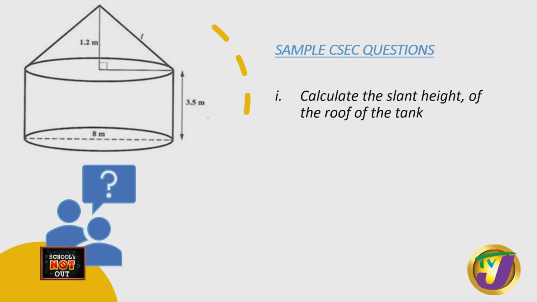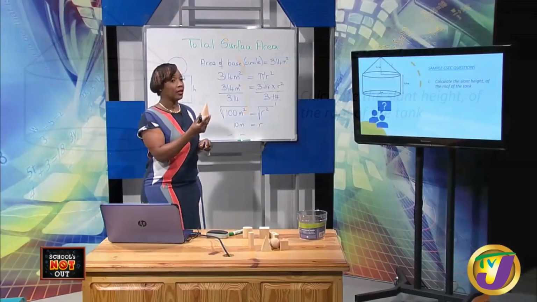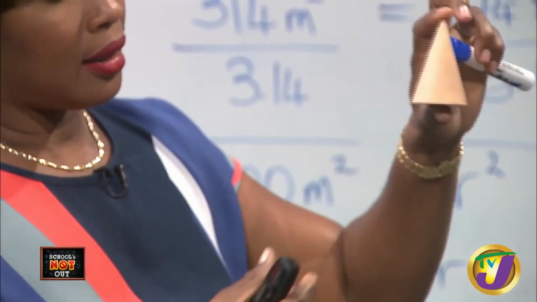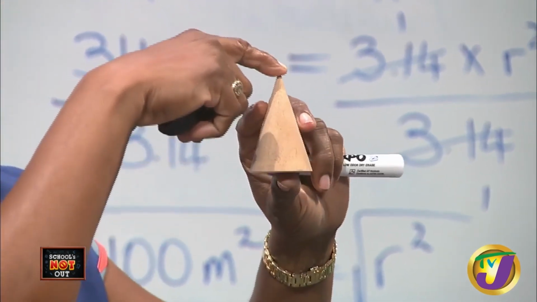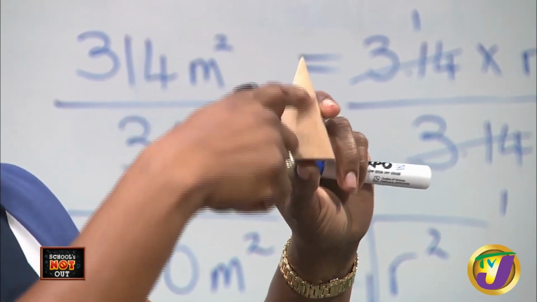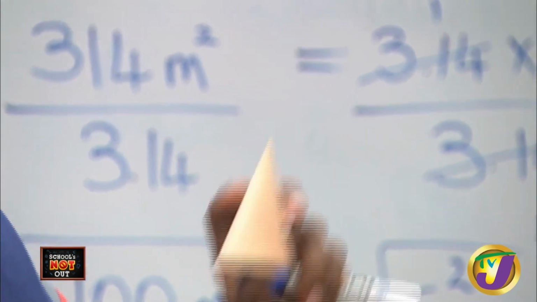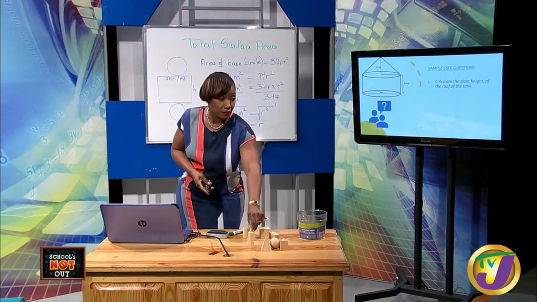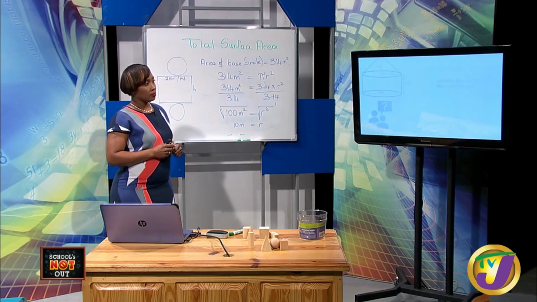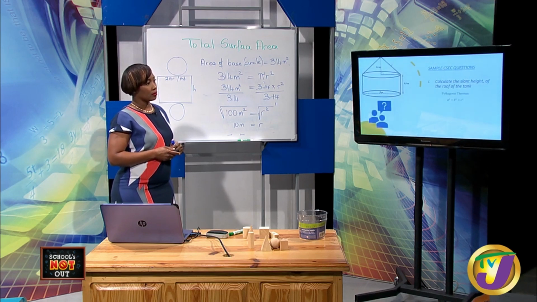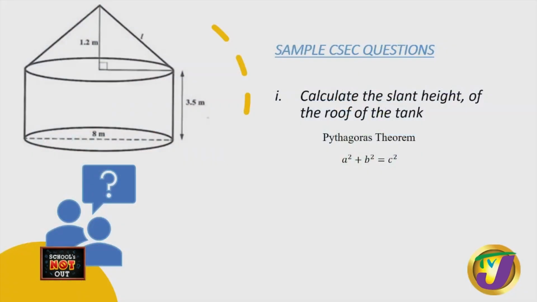All right, so the first thing we want to look at is exactly what the roof of that tank looks like. So we're looking at a cone, and we're trying to determine the distance from this point here, your apex, to the base of your shape, as you can see there. So remember this: Pythagoras theorem.